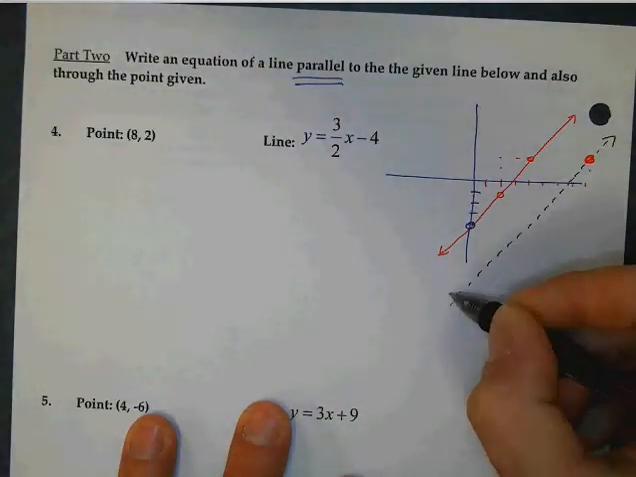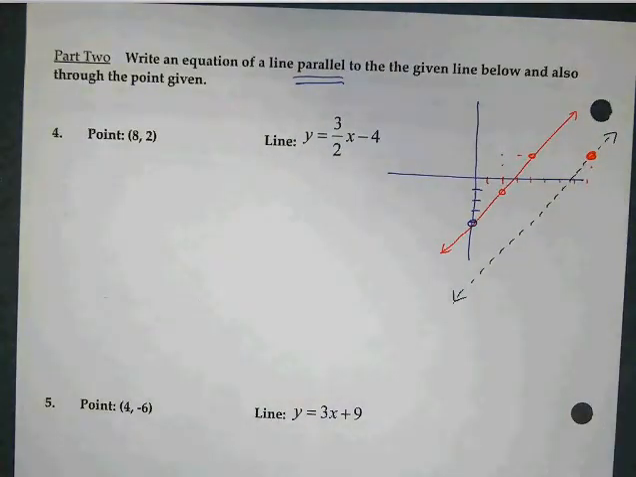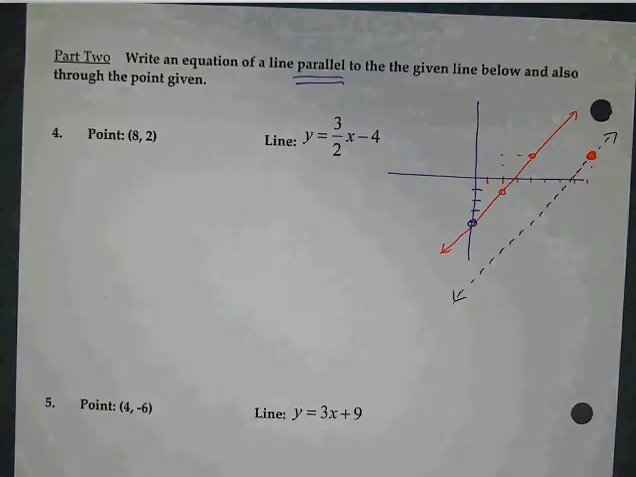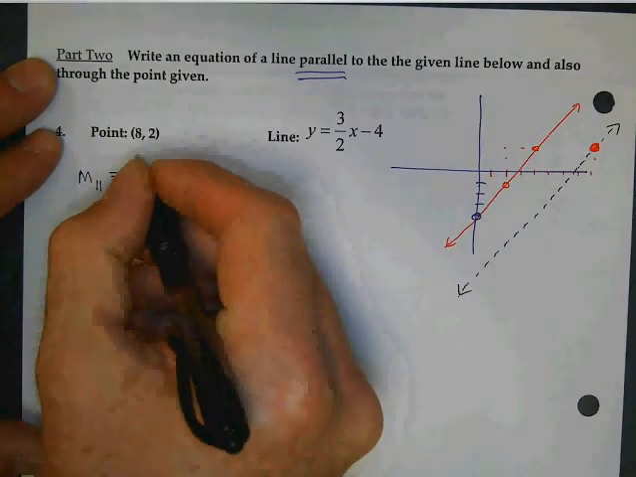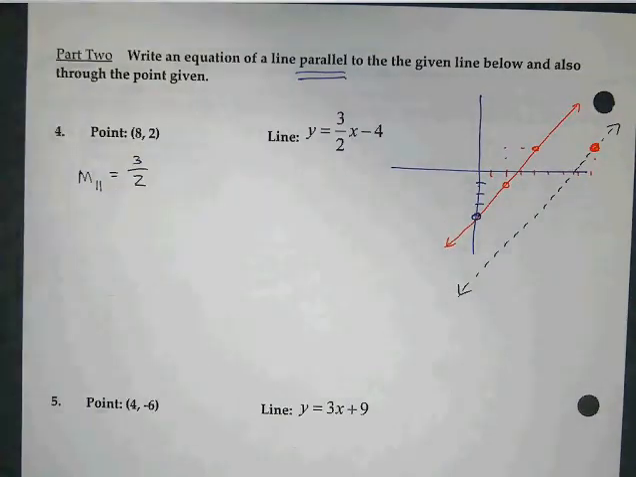Does mine look about parallel? Give or take. So that's what they're asking us to do. What can you tell me about the dotted line versus the red line? What's the same? Well, they both have the same angle, don't they? So what's the same between the two lines? The slope. So if the slope of our original one is 3/2, the slope of our parallel line is also 3/2. Once again, those two little lines mean parallel.